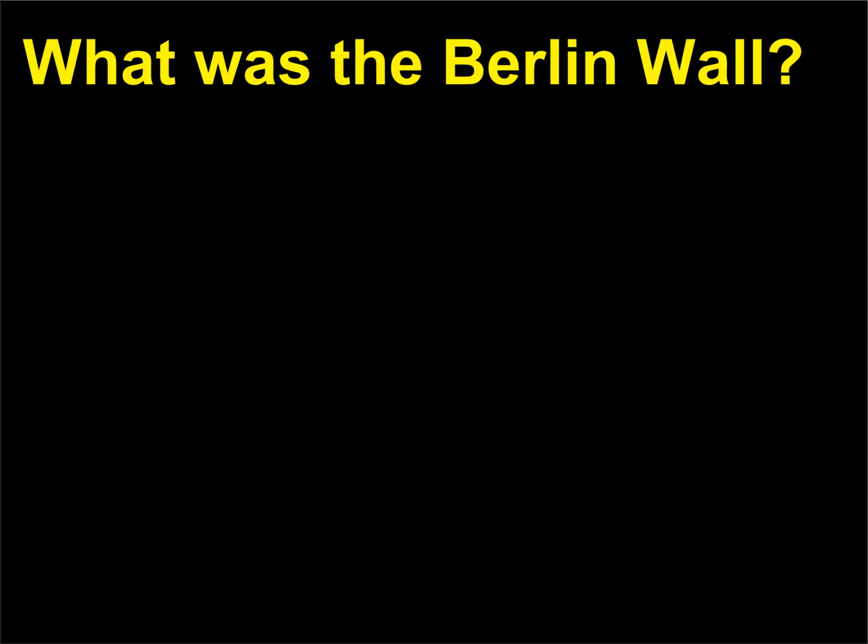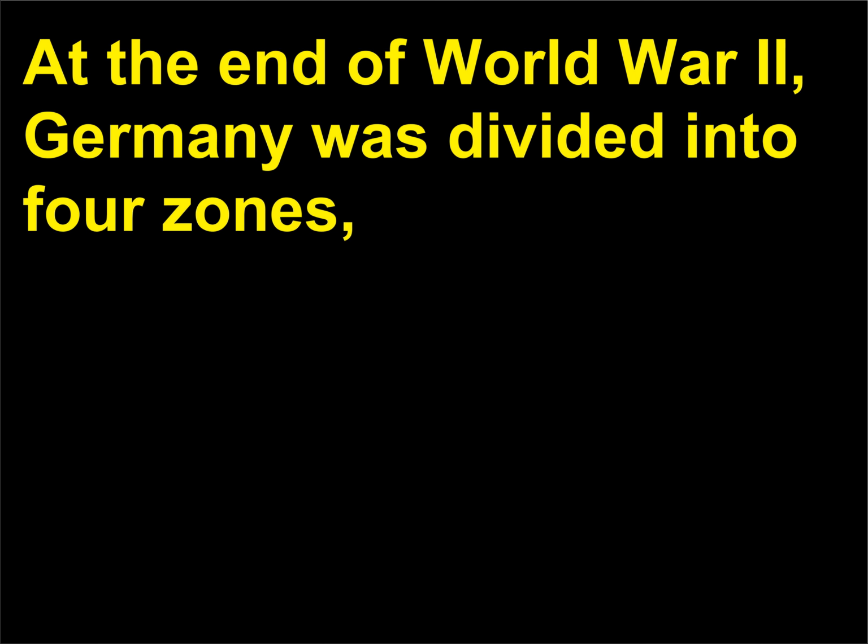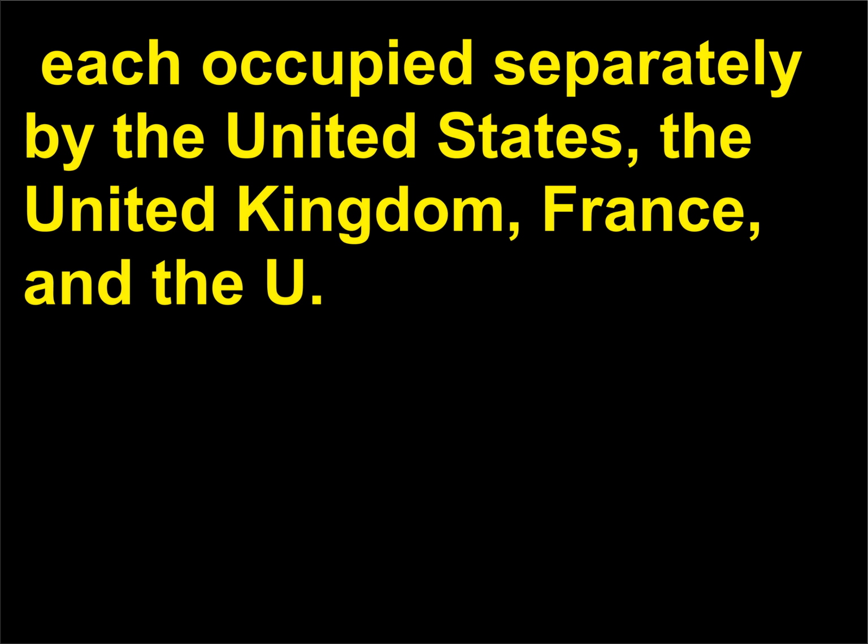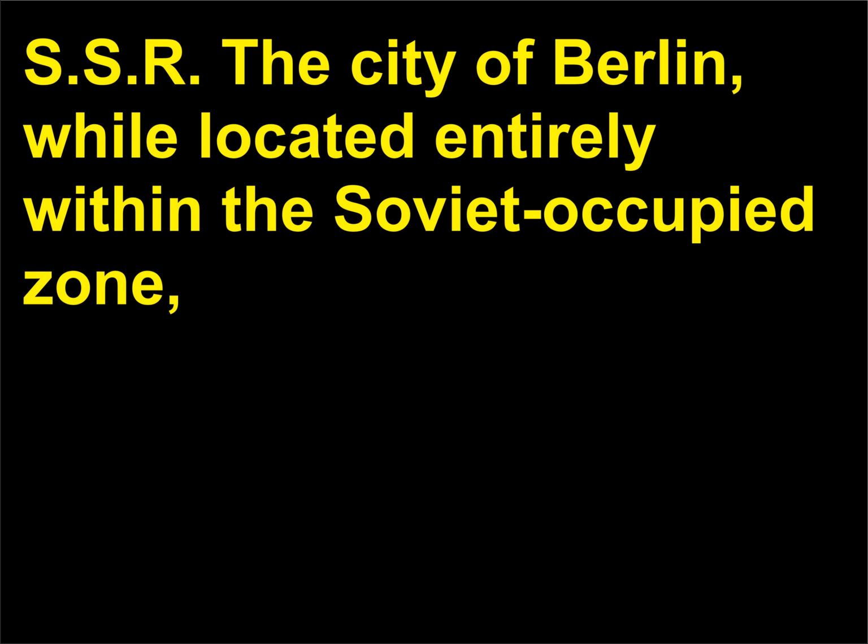What was the Berlin Wall? At the end of World War II, Germany was divided into four zones, each occupied separately by the United States, the United Kingdom, France, and the USSR. The city of Berlin, while located entirely within the Soviet-occupied zone, was itself divided into four zones.